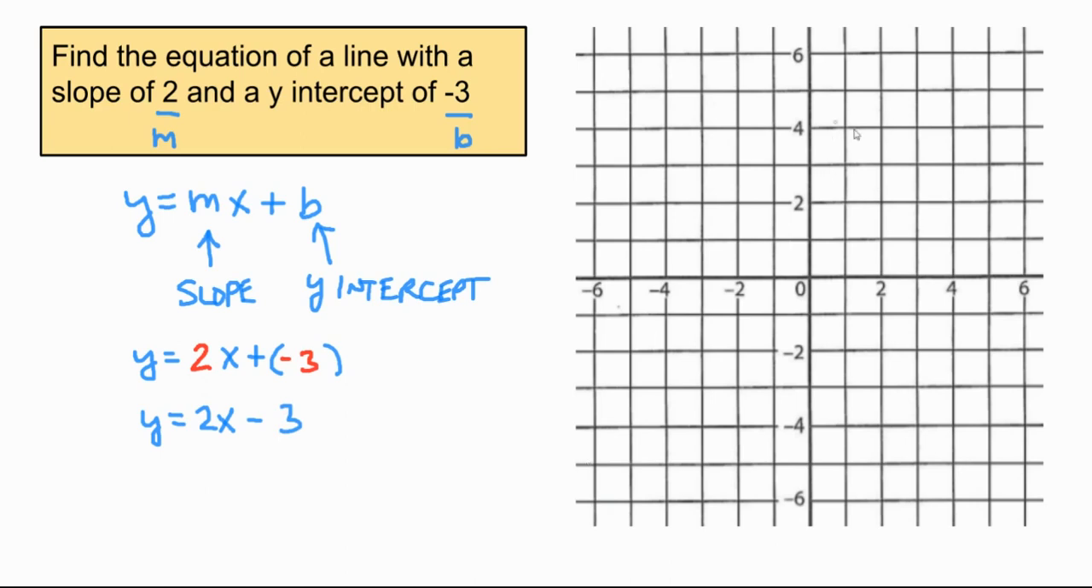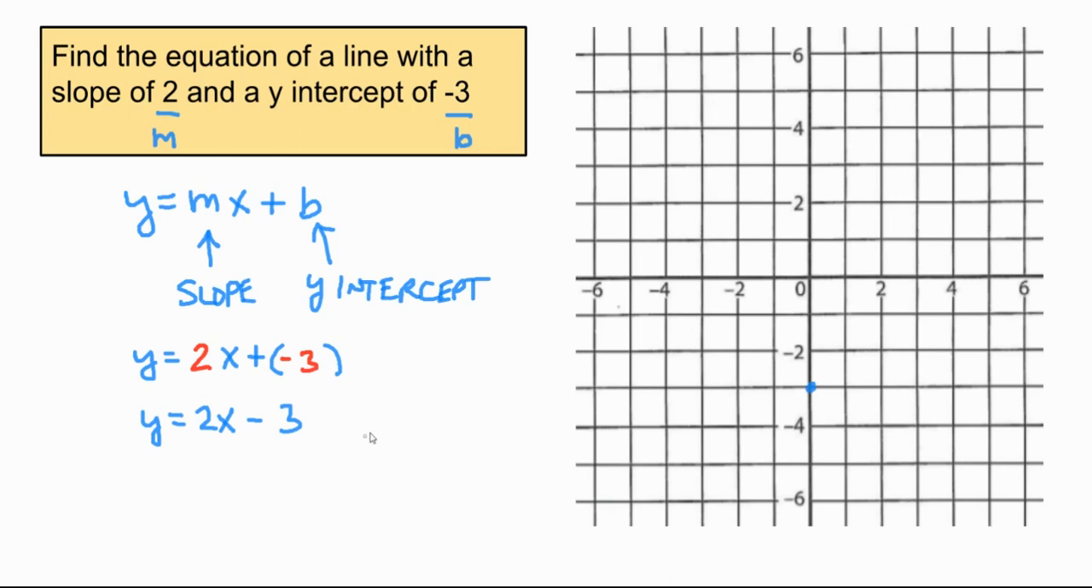Now, if we chose to, we could graph this. And the first thing I would do in graphing a line when given the y-intercept and the slope is to graph that y-intercept. That is going to be -3 on the y-axis. And then we can plot our slope by moving from this point.